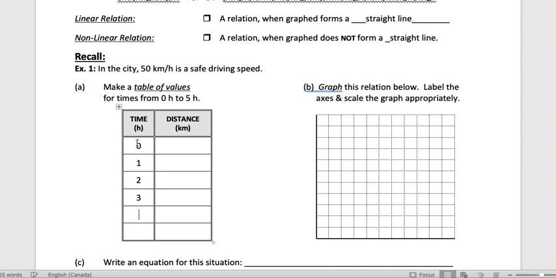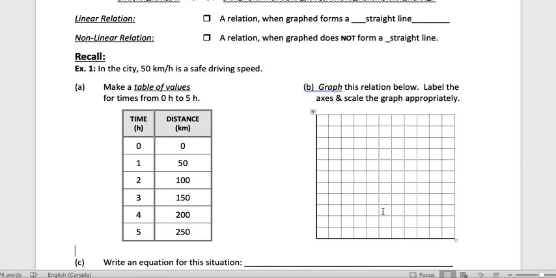So remember, when we create our table of values, we get to pick all of these numbers in the X column. If the person hasn't started driving yet, how far have they gone? 0. After 1 hour, if they're driving 50 kilometers per hour, they've gone 50 kilometers. At 2 hours, they've gone 100 kilometers. At 3 hours, they've gone 150. At 4 hours, they've gone 200. And at 5 hours, 250.